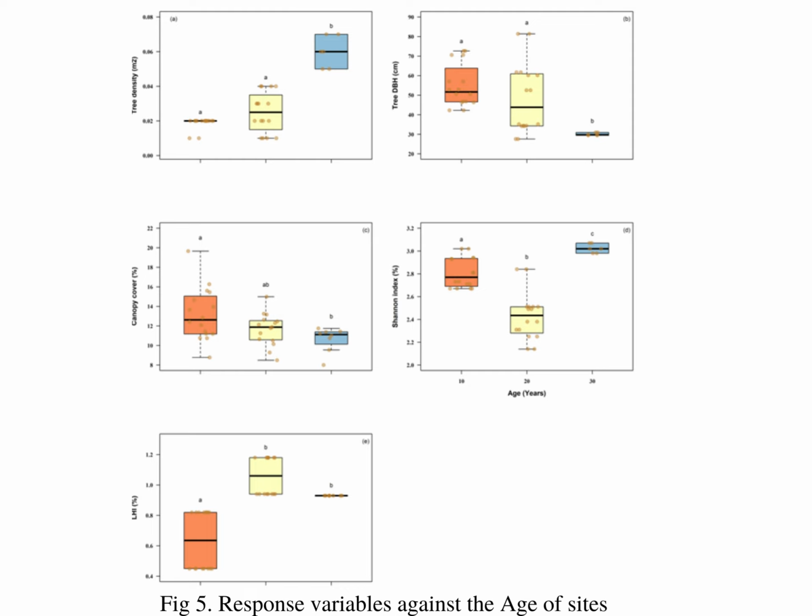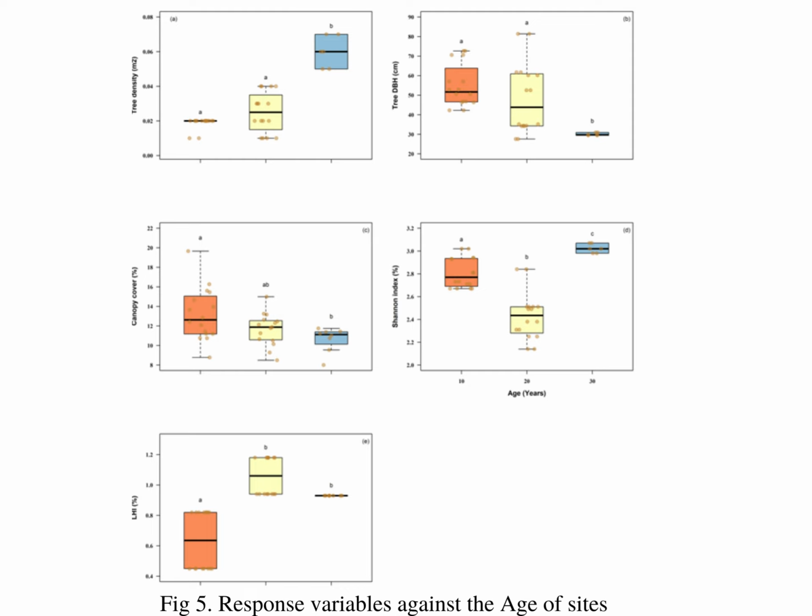Also, in terms of the tree height and DBH, areas of 10 to 20 years produce the same amount of height and DBH. Under the canopy cover, the 10 years has a significant difference from the 20 years, while the 20 years is also different from the other areas. Then the Shannon.